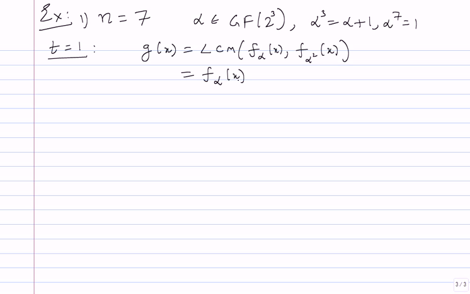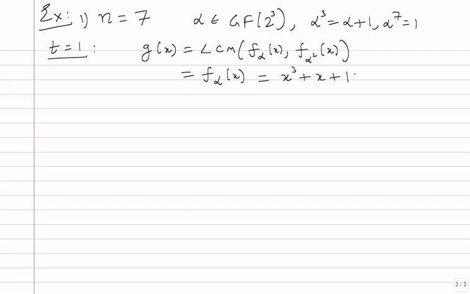What will be f_alpha(x) for this alpha? It's very easy. It's a primitive element. I generated it like this: alpha power 3 is alpha plus 1. So what should be its minimal polynomial? This will work out to be x^3 + x + 1. If you don't believe me, you can go back and look at your notes or convince yourself: write the whole table, find the cyclotomic cosets, multiply it out, you'll get the same answer. Okay, that's your g(x).